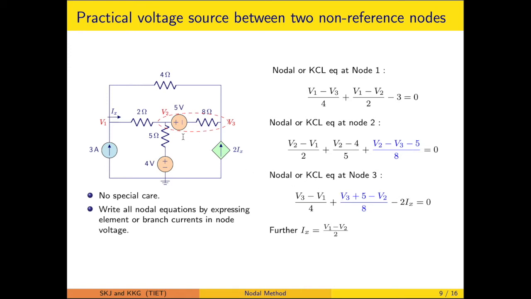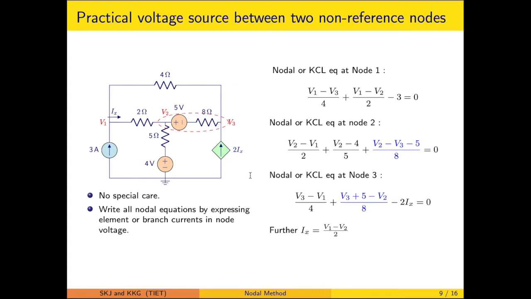Now the same principle we have to apply: what will be the current through this 8 ohm resistance? If you are writing the equation for node 2, this V2 is to be taken as the higher voltage, and the 5 volt is opposing it, so V3 is opposing. So ultimately it will result in V2 minus V3 minus 5 upon 8. So that particular will be the current.